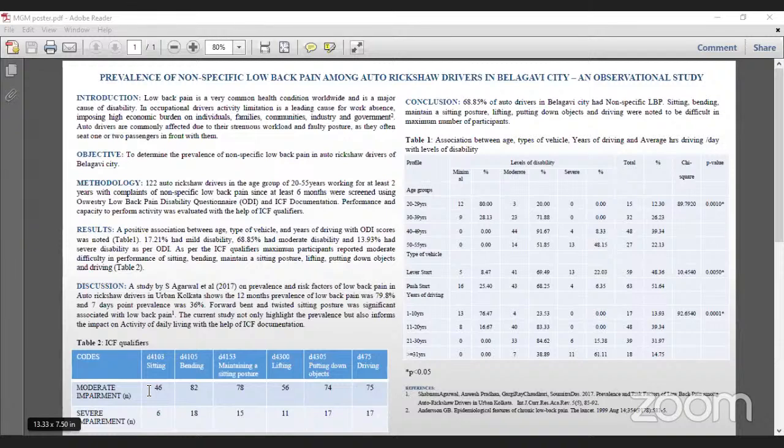Hence, ICF documentation is useful in evaluating disability and can be used in further management of treatment strategies.